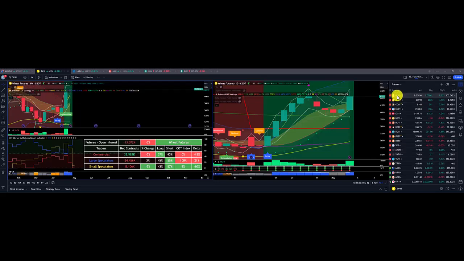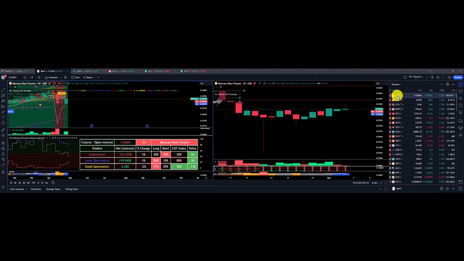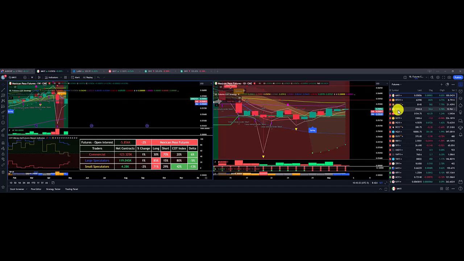So looking at next week, we have Mexican peso, Bitcoin, cocoa, emerging markets, S&P, gold, copper, coffee, NASDAQ, OJ, gas, silver, energy, consumer staples, Dow, and rice. This is your overall strong selling positioning.